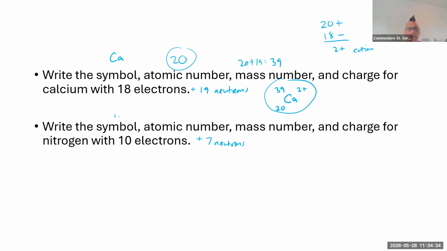All right, let's do this other one. Nitrogen, atomic number for nitrogen, look on the periodic table, is 7. This is 7 plus 7 equals 14. So it's going to be nitrogen with the 7, 14. But now we have to figure out the charge because it has 10 electrons, right? So we have 7 protons because that's the atomic number.